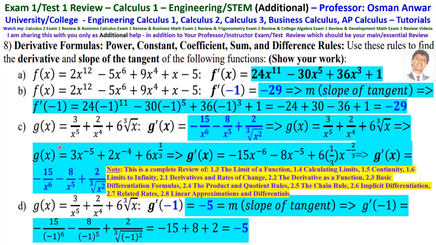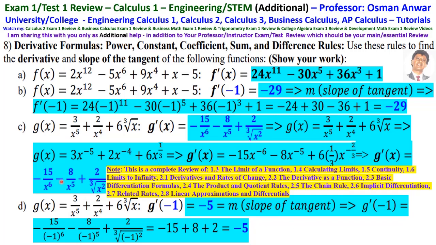Number C is g of x equals 3 over x to the 5 plus 2 over x to the 4 plus 6 times cubic root of x. Then rewrite this as g of x equals 3x to the minus 5 plus 2x to the minus 4 plus 6x to the 1/3. Then the derivative of that is minus 15x to the minus 6 minus 8x to the minus 5 plus 6 times 1/3 x to the minus 2/3.